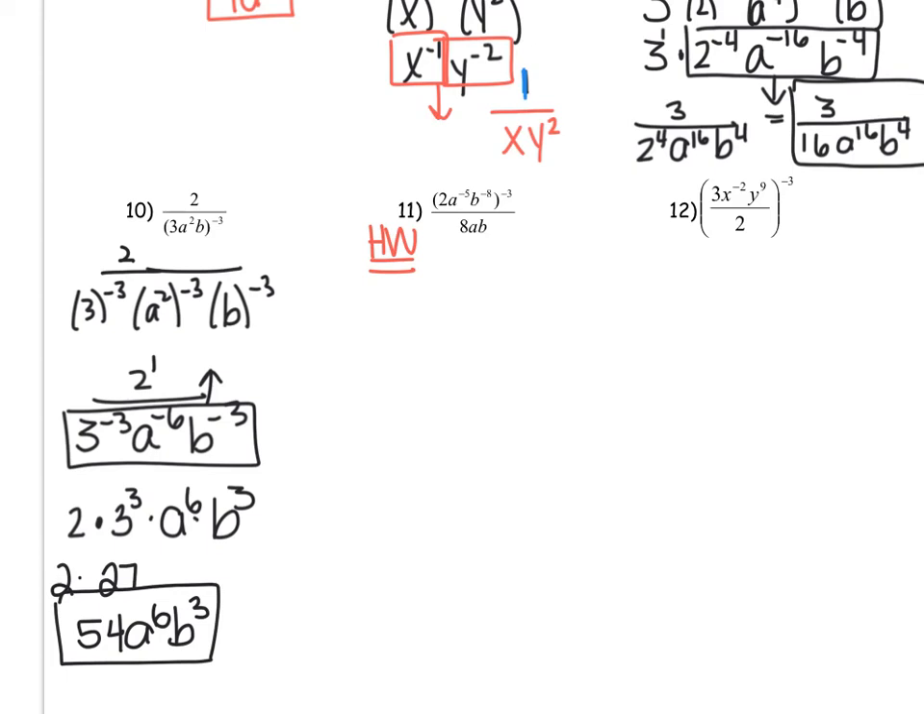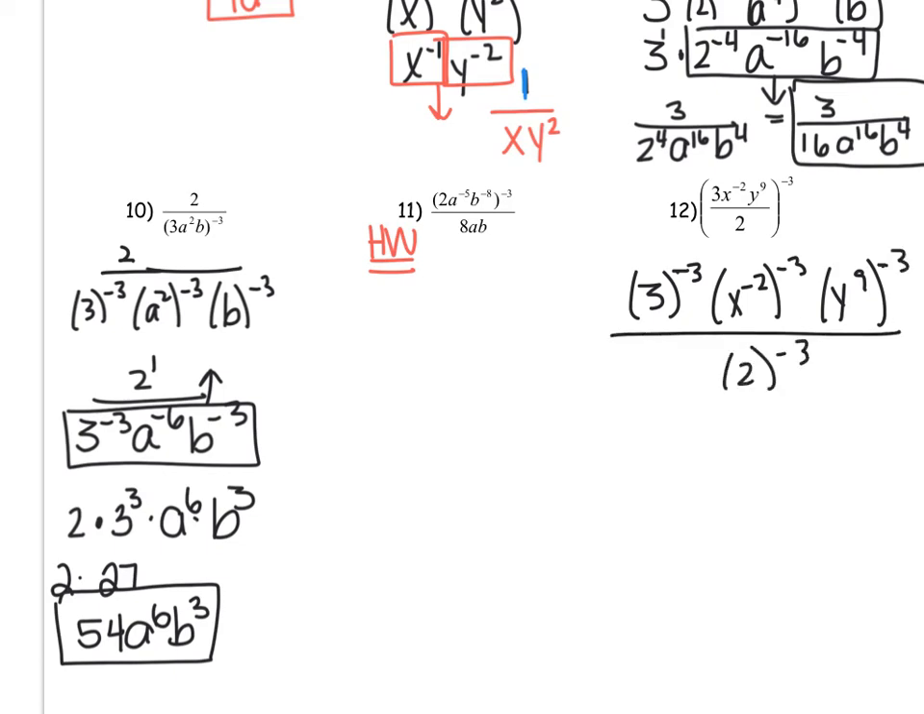All right, now number 12, the rule is we distribute the power to the top and to the bottom. So the top is 3 to the negative 3, x to the negative 2 to the negative 3, y to the 9th to the negative 3, and then 2 to the negative 3. So let's distribute these powers by multiplying everything. So this is power of 1 and 1. So 3 to the negative 3, x to the positive 6, y to the negative 27, over 2 to the negative 3. Multiplied these, I got 6. Multiplied these, I got negative 27. Multiplied those, I got negative 3.